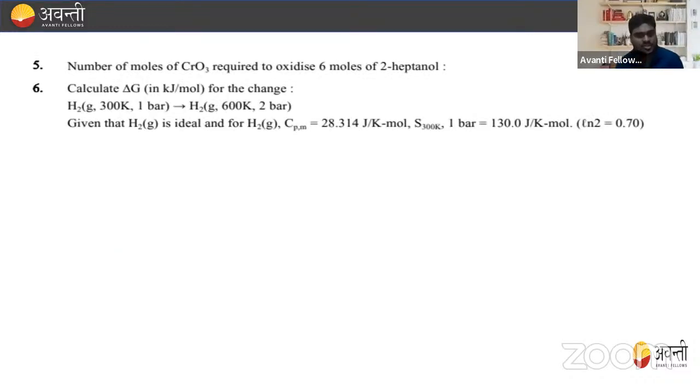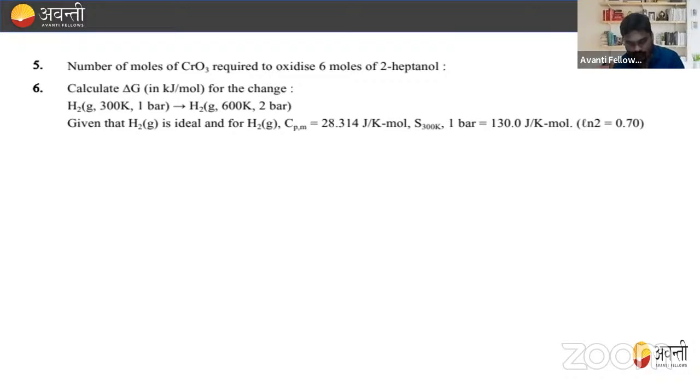Now, let's see the next question. That is the number of moles of CrO3 required to oxidize 6 moles of 2-heptanol, right? So what is the number of moles required basically, beta? That is 4 moles, right? So only 4 moles will be required to oxidize. Can anyone write the answer of this question? How does 4 moles come into the picture? That is the number of moles of CrO3. Can anyone tell me? No?